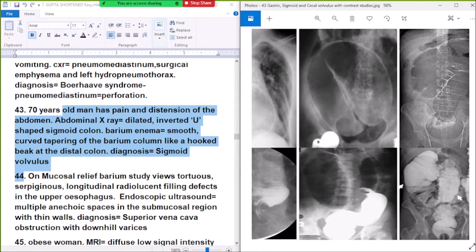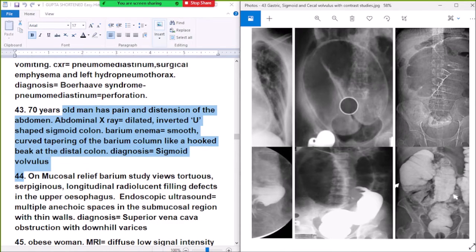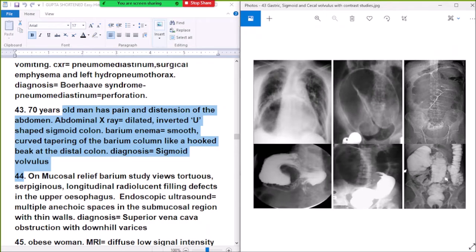Now, on X-ray, there is a dilated inverted U-shaped sigmoid colon, or coffee bean sign. On barium enema, there is smooth curved tapering of the barium column like a hooked beak at the distal colon. Diagnosis: sigmoid volvulus.